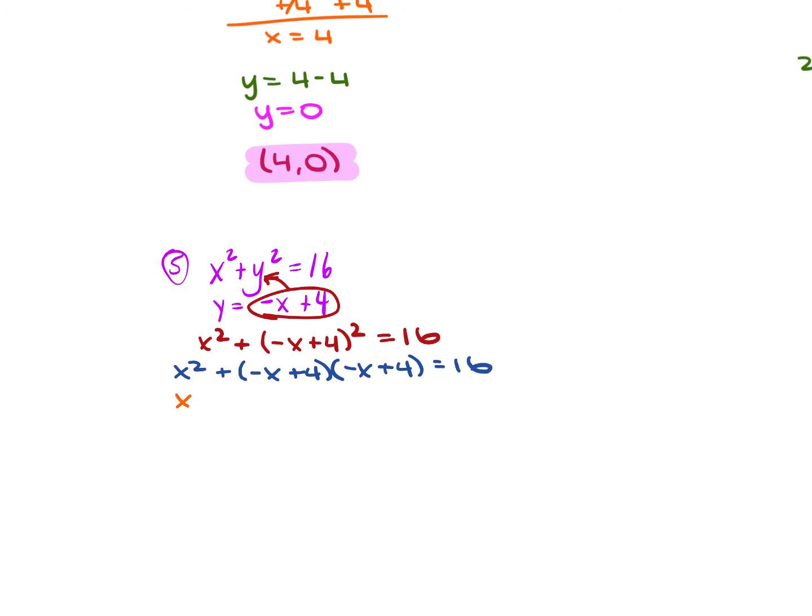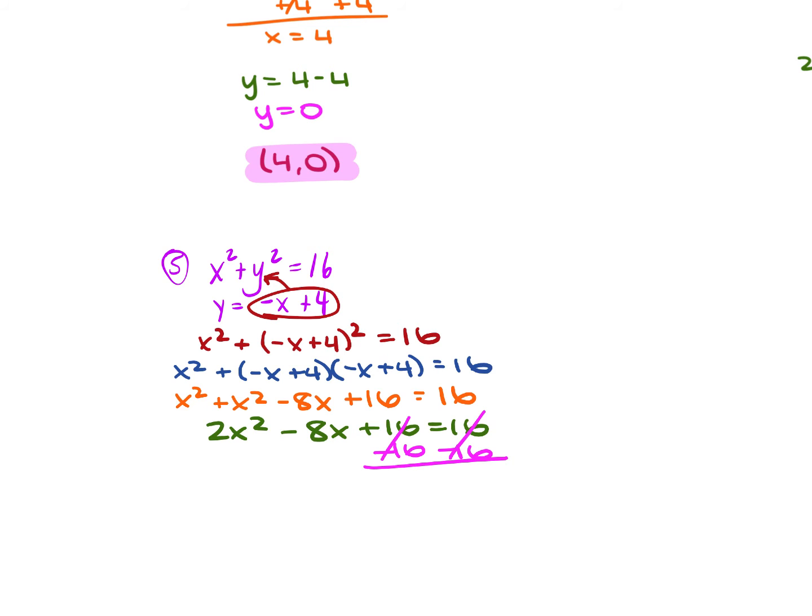From here, we're going to get x squared. Negative x times negative x is x squared. Negative x times 4 is negative 4x. Same thing with the 4 times negative x, so that's going to give us negative 8x. And 4 times 4 is 16. If we combine like terms, we're going to have 2x squared minus 8x plus 16 is equal to 16. If you move that 16 over, it cancels out on both sides, so we're just working with 2x squared minus 8x is equal to 0.